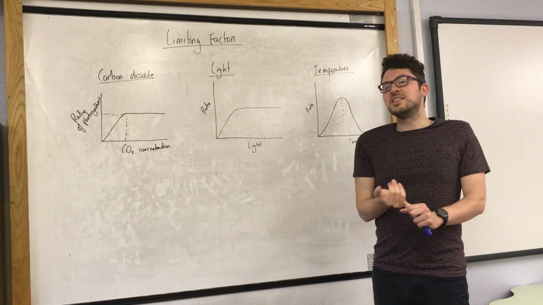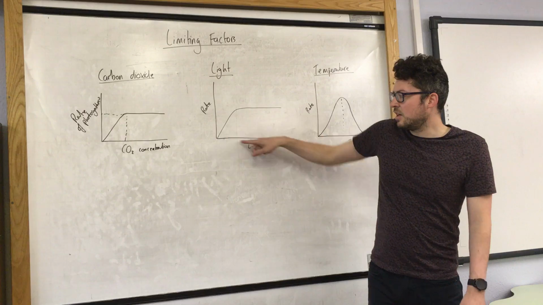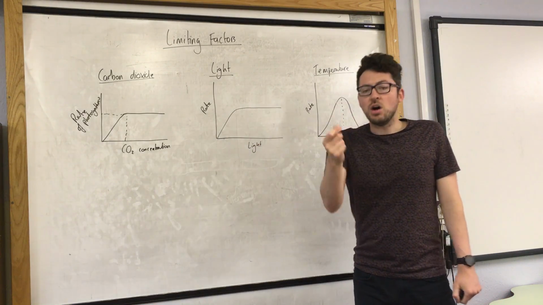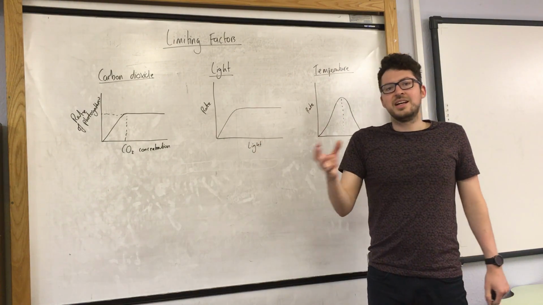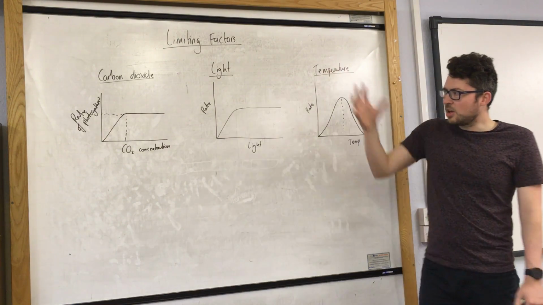Explaining, you're saying scientifically why. So for example, why does the rate increase as light intensity increases? Because more energy is provided as there's an increased light intensity. Okay, so that is describe and explain. Those are the limiting factors.